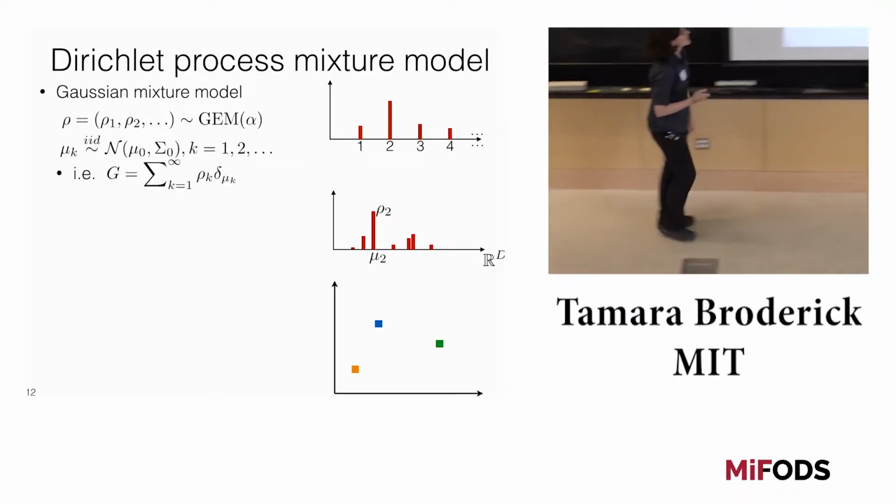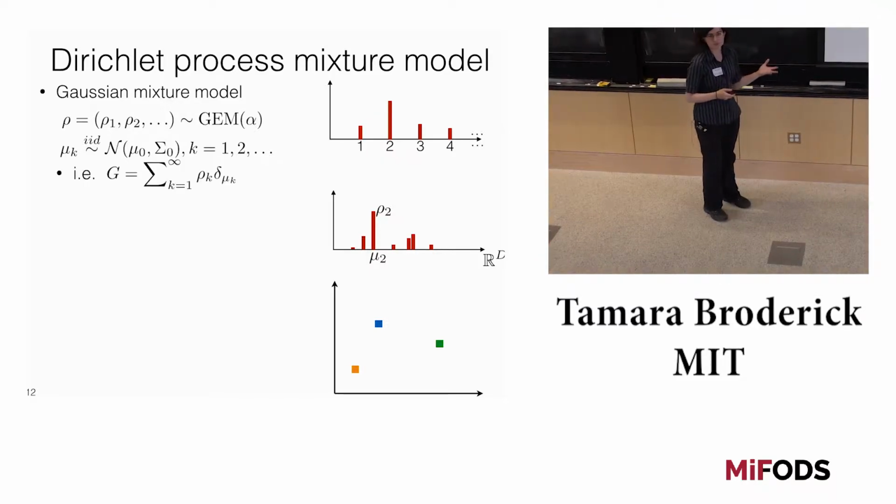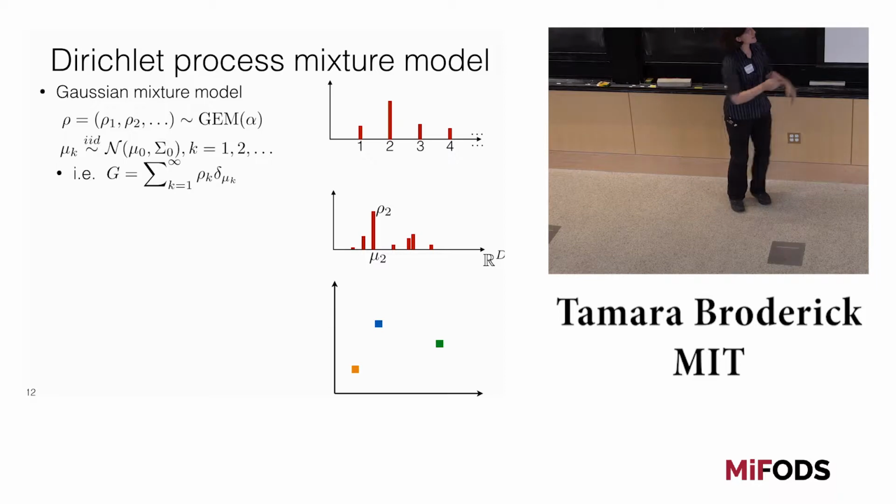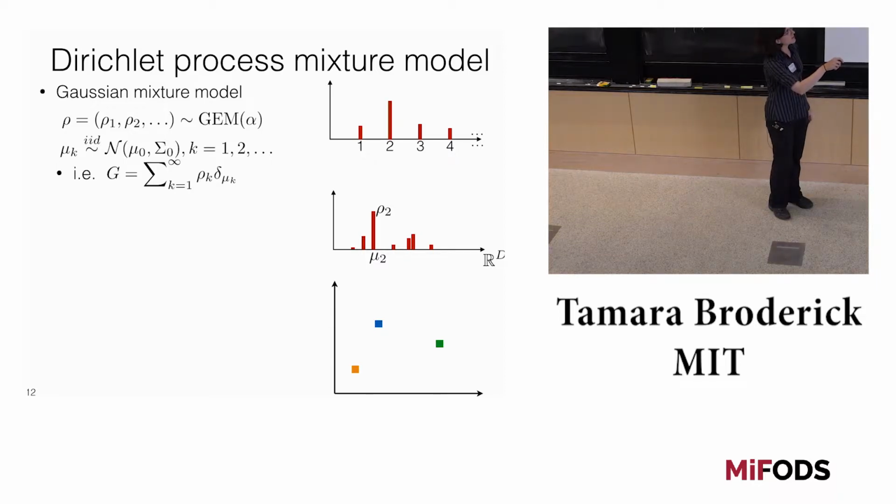And in particular, the way that we would write that is as this measure G. This is just a way of saying that we're going to have some mass located at mu k, and the size of that mass is going to be rho k at mu k. So basically, we're choosing the cluster with center mu k with probability rho k. This is a probability measure.